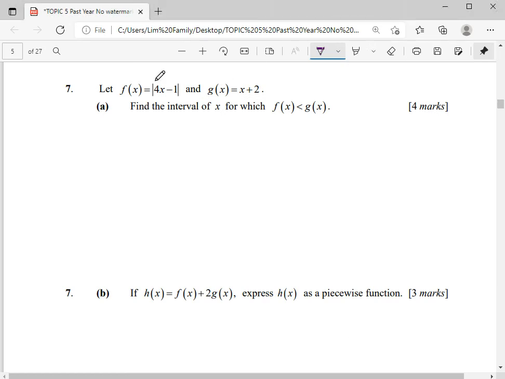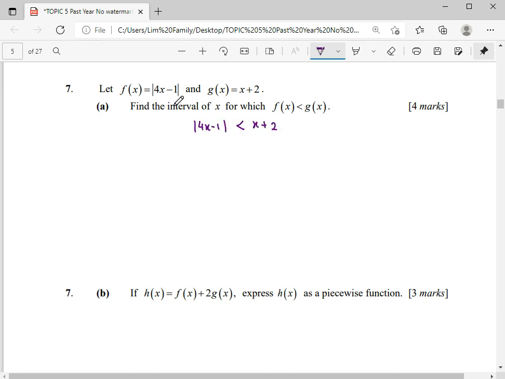So for question 7, we are given function modulus here. So this is absolute function, linear function. What do they ask us to find? They say, please find the interval of x, meaning solve for x, for which f(x) is less than g(x), meaning modulus of 4x minus 1 is less than x plus 2.